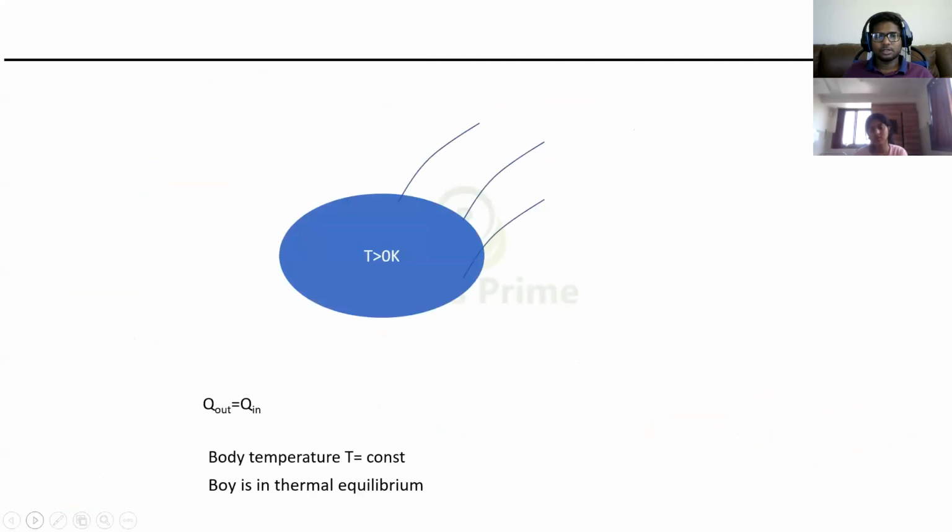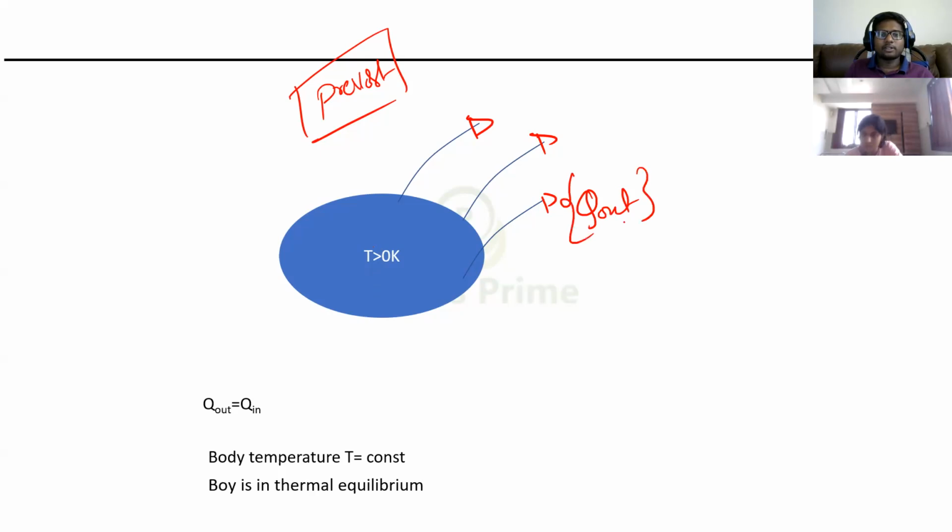Yes. So now, what is the principle I told you here according to Prevost theory? Everybody whose temperature is more than 0 degree Kelvin will radiate, right? But this is called Q out, energy going out. But the surroundings also will have some temperature, right? Yes. That will also be greater than 0 Kelvin, right? Yes. That means they will also generate radiation which will be absorbed by this body, right?